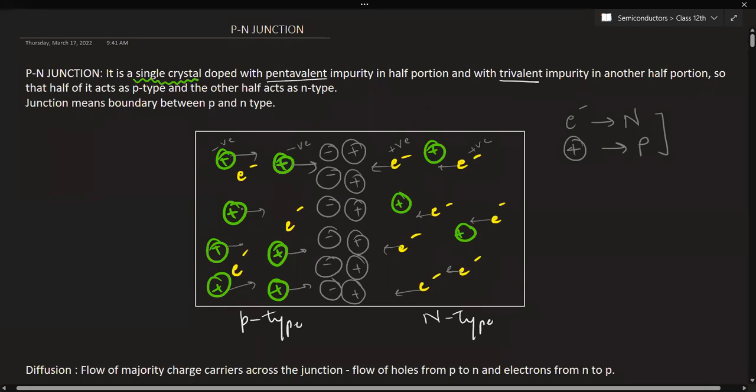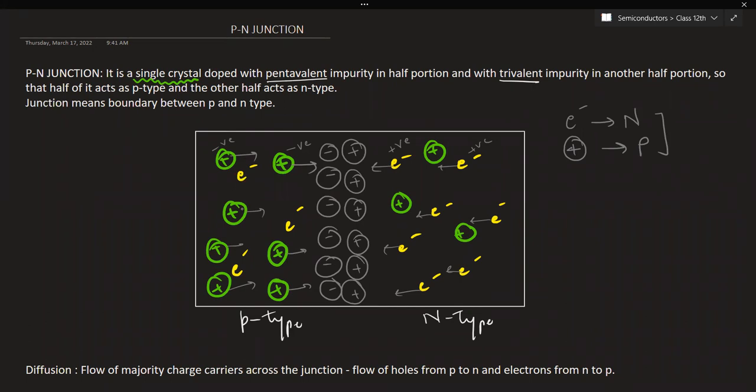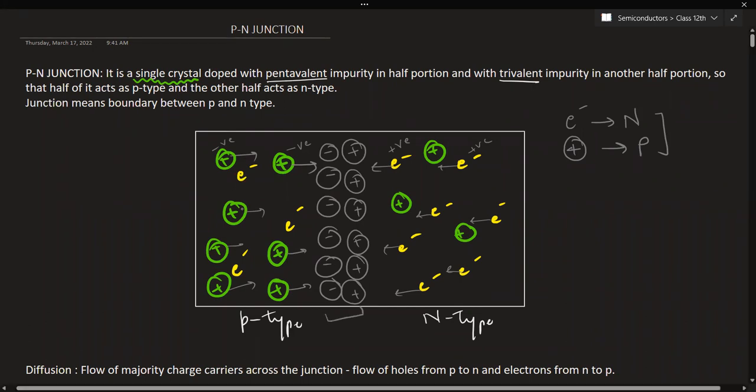Now see, positive ions were set up, negative ions were set up. This led to the formation of the depletion layer. This layer that you observe in between here, the layer that you are able to observe at this point, is known as the depletion layer. Fine.